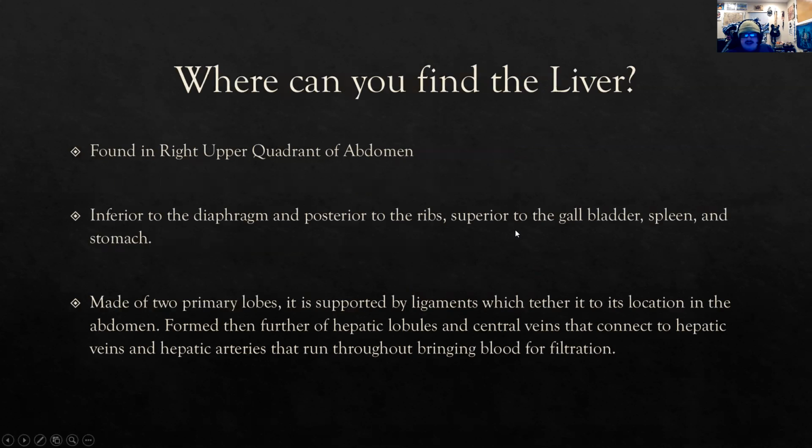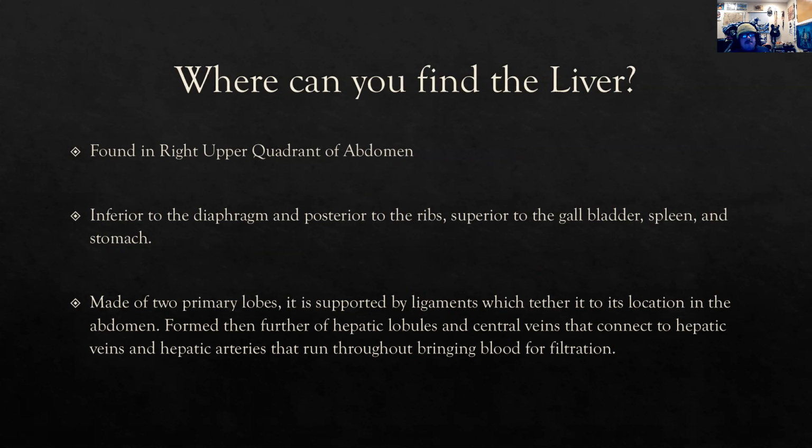Where can you find the liver? It's found in the upper right quadrant of the abdomen, and so that's the anatomical upper right, as if you're looking down at the body. It's inferior to the diaphragm, posterior to the ribs. It's superior to the gallbladder, the spleen, and the stomach.